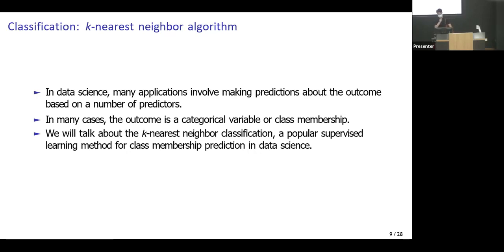So we'll talk about the k-nearest neighbor classification, which is a popular supervised learning method for class membership prediction in data science. Of course, today I'm going to talk about it at a very basic level, but I will also discuss with you some possible extensions. And interestingly, a large subset of the methods in data science involves variations of the k-nearest neighbor classification. So all of them seem to be variations on a common theme.